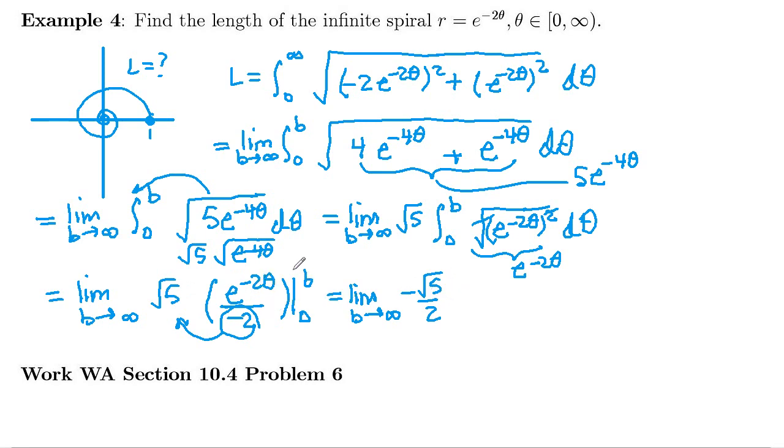And then b plug in here. So this would be e to the negative 2b minus plug 0 in for theta, e to the 0, which is just 1. So now as b goes to infinity, this will be a big negative power. So it'll be like e to the negative infinity. This guy approaches 0. That approaches 0. So 0 minus 1, negative 1 times negative root 5 over 2, positive root 5 over 2.